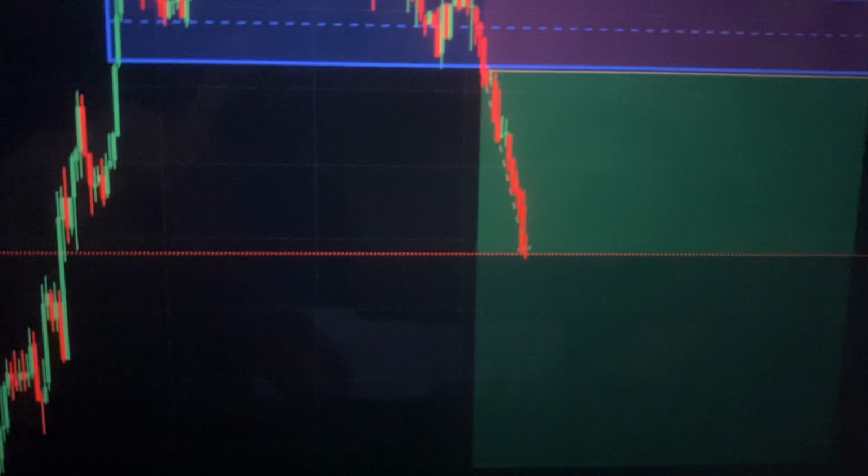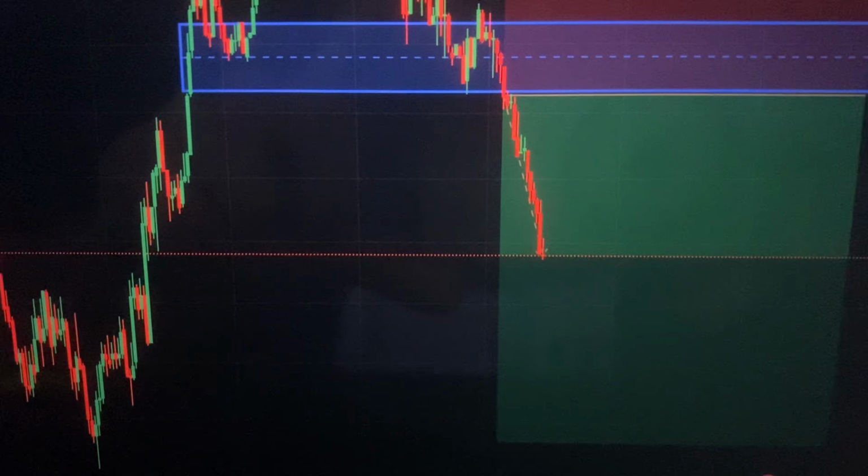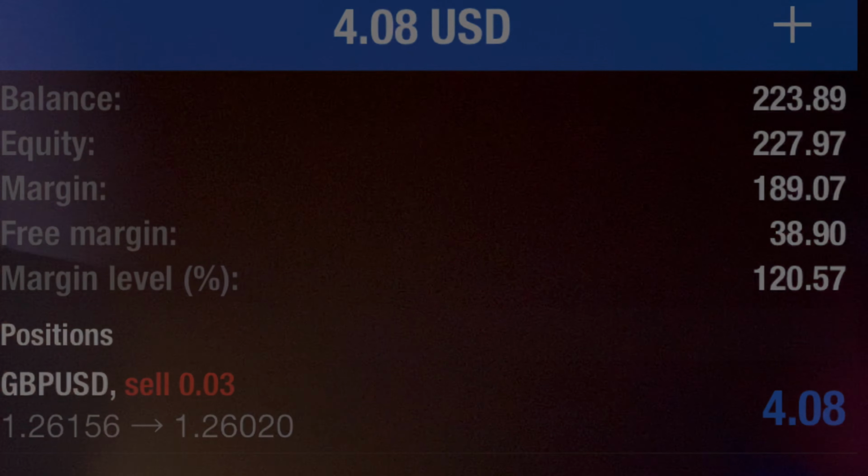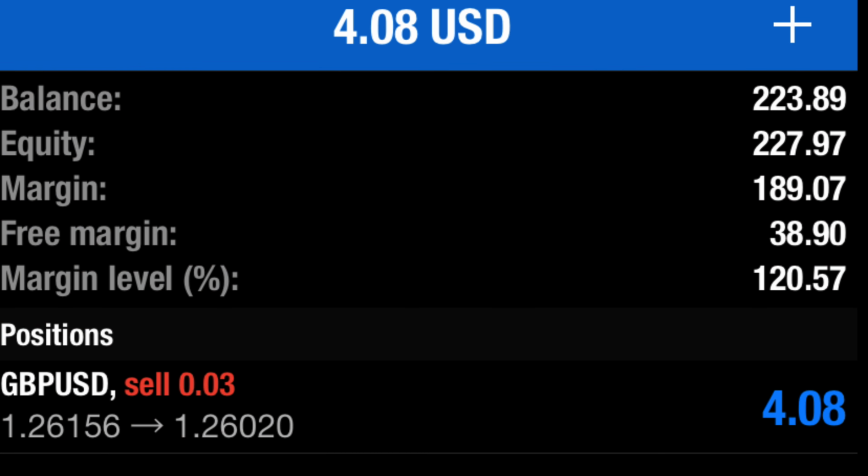But let's keep going. I don't know if I should close out this trade or not. I think I'm gonna move my stop loss right here and then ride it out. Look, it's going down still. Come on. Let's go.